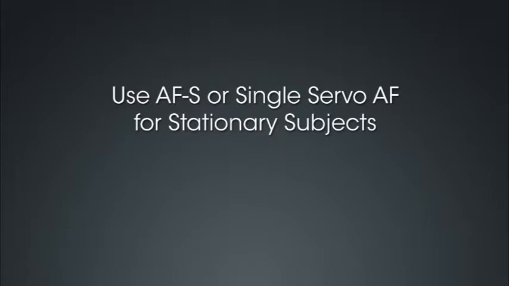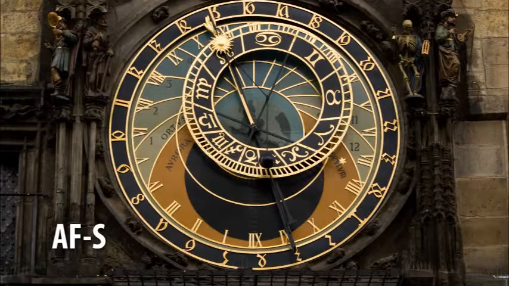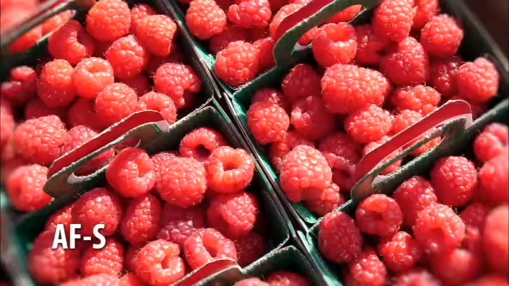The AF-S or single servo AF focus mode is best suited for stationary subjects. The focus will be locked using the selected focus point when the shutter button is pressed halfway. Use this mode when you're photographing objects or stationary people.